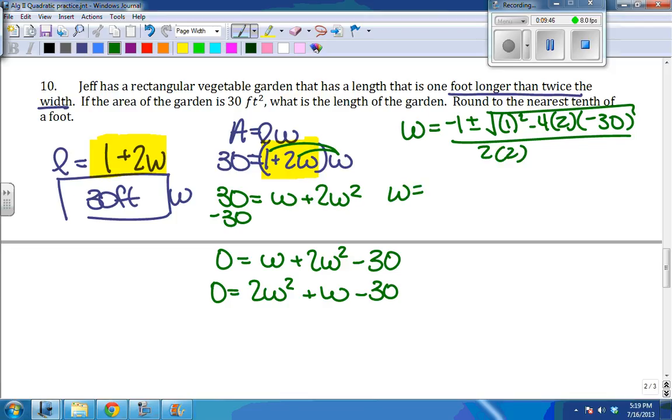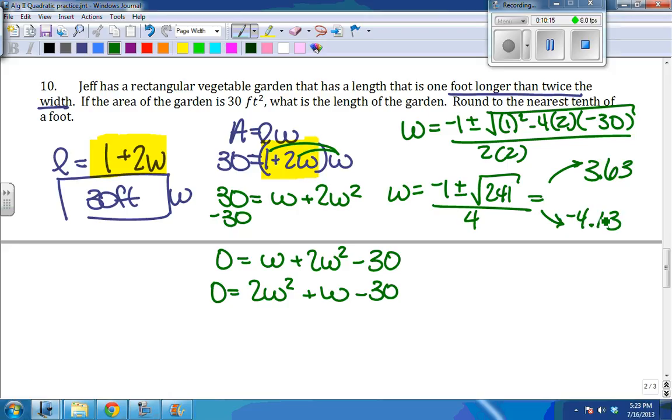Now, as you go through, I'm going to simplify my discriminant just for good practice. And I get 241. So I know there are going to be 2 real solutions. On the bottom I get 4. Now when I go through and plug this in my calculator, I'm going to get 2 answers. And the answers I get are 3.63 and negative 4.13. Those are the two answers.